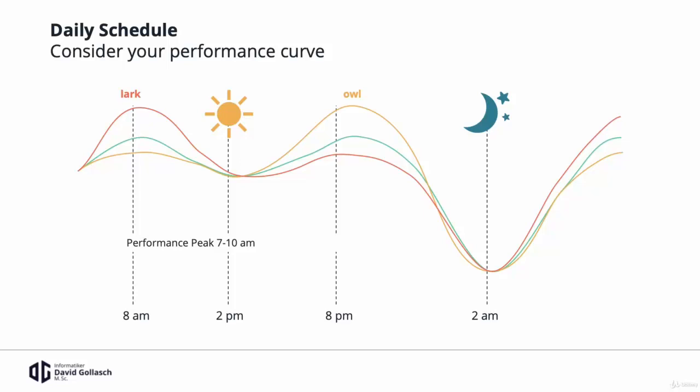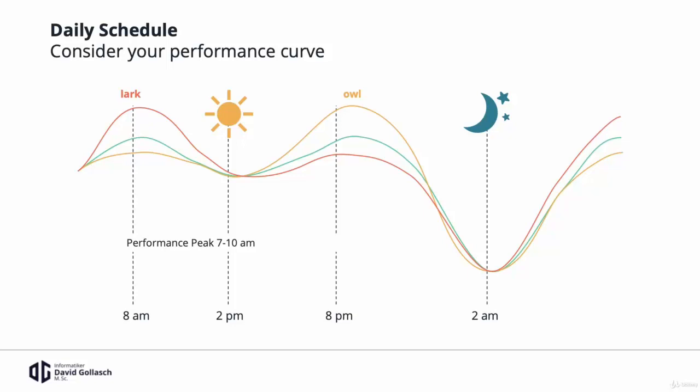So larks are people who tend to get up very early but get to bed in the evening pretty early as well. Owls, on the other hand, are those people who rather like to sleep long in the morning, so to get up late and to get to bed late as well.